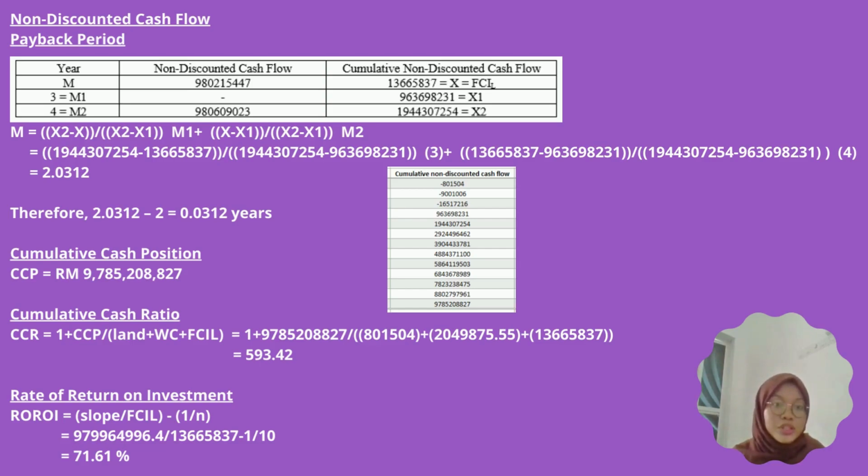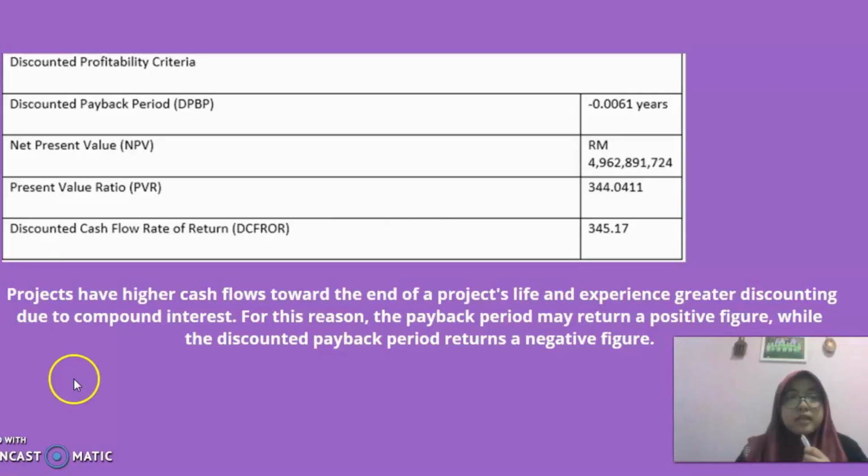Next, for the cumulative cash position, we got 9,785,208,827 ringgit. For cumulative cash ratio, we use the formula 1 plus cumulative cash position over land plus working capital plus fixed capital investment, and we got 593.42. And for the rate of return on investment, we use the formula slope over fixed capital investment minus 1 over n, and we got 71.61%.